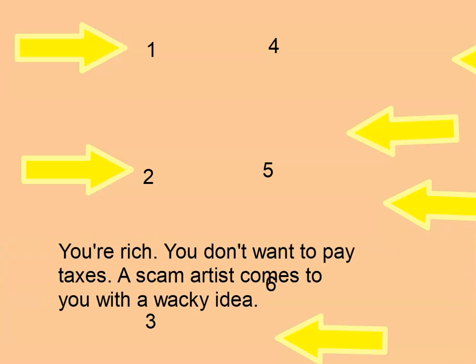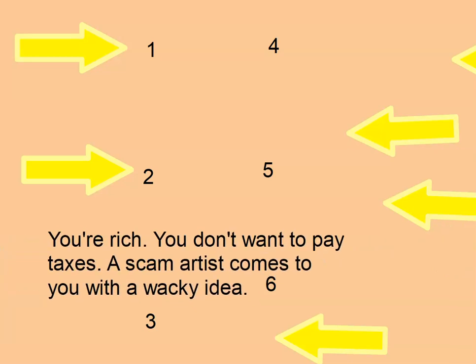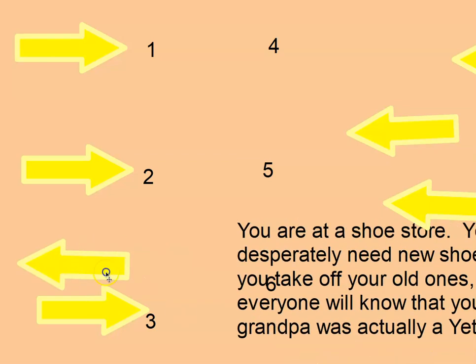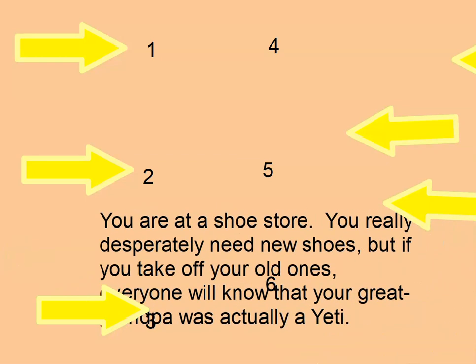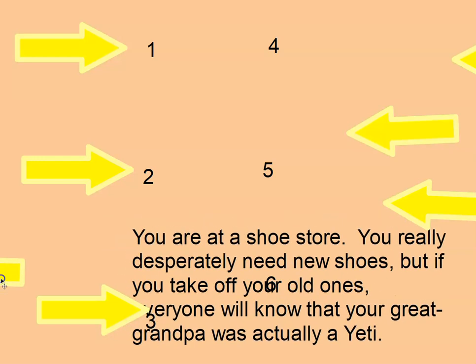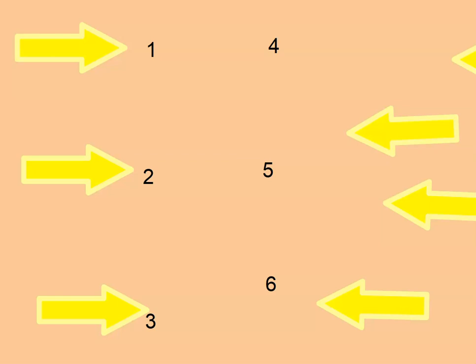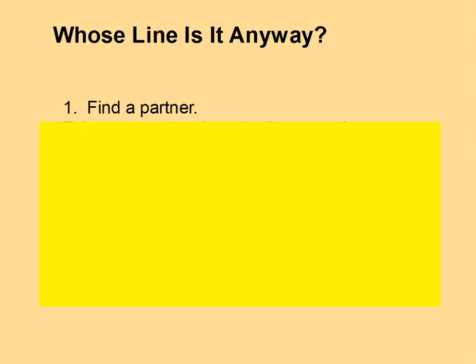I don't know, just adding that wrinkle. You're rich, you don't want to pay taxes. A scam artist comes to you with a wacky idea. I mean, it could be a skit based on that, or it could be just this is your character. Okay, you're at a shoe store. I don't know where I came up with that idea. That was my bonus, if the students didn't like any of the other ones that we rolled.